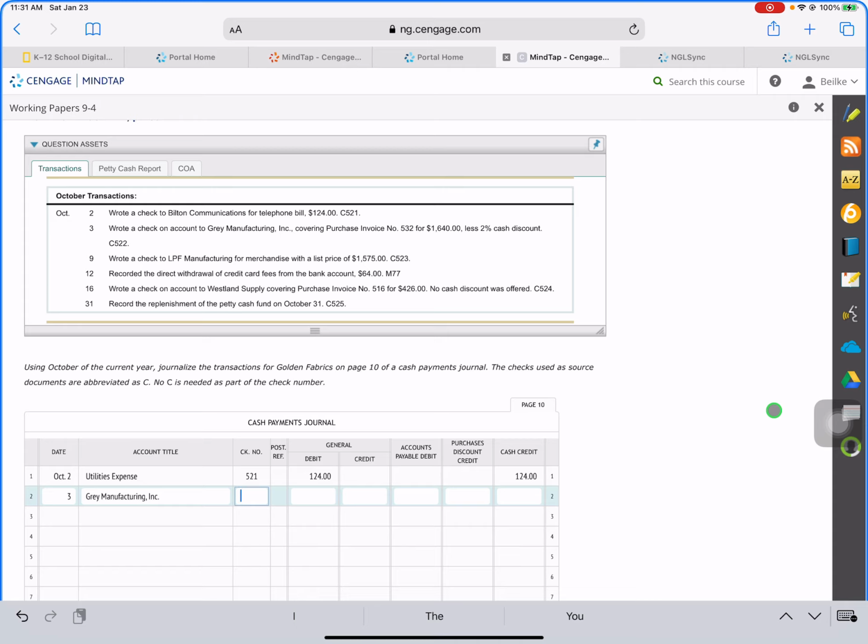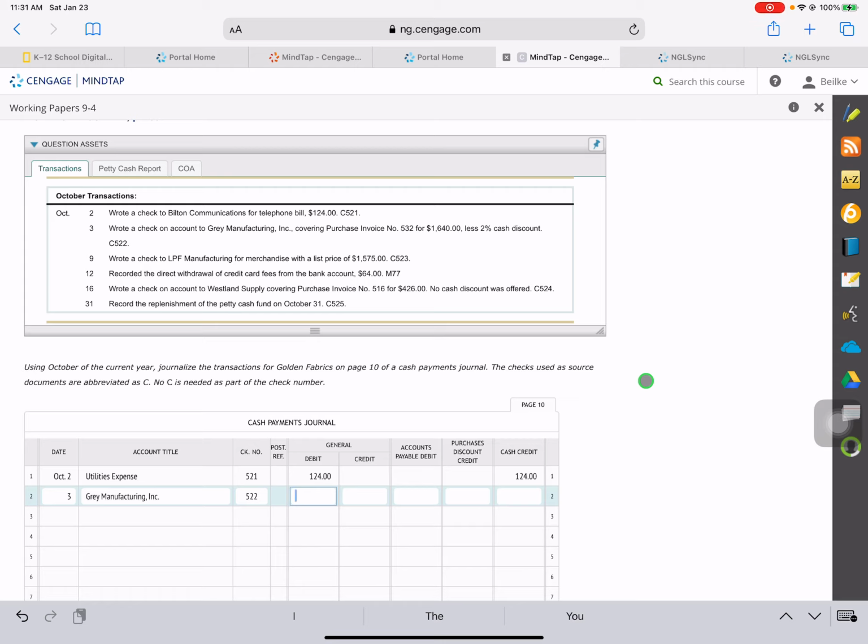We wrote out check number 522. Okay, so we owe Gray Manufacturing $1,640. So we're going to cancel out the debt of $1,640. Then we have to figure out our discount. So you can punch this into your calculator. You take $1,640, you are going to get a 2% discount, so we're going to take it times 0.02, and we'll come up with $32.80 as our discount.